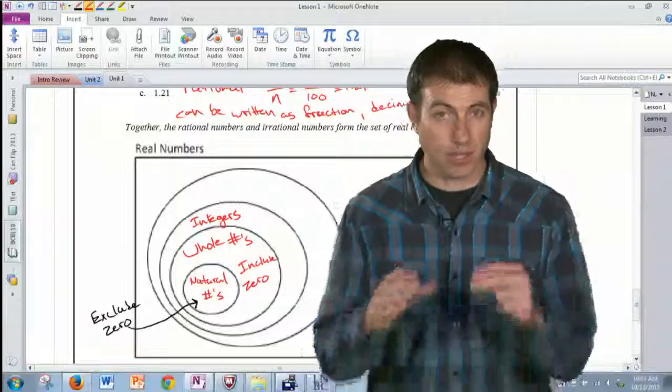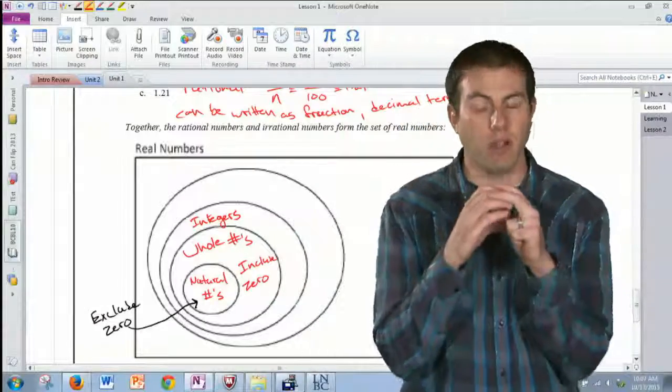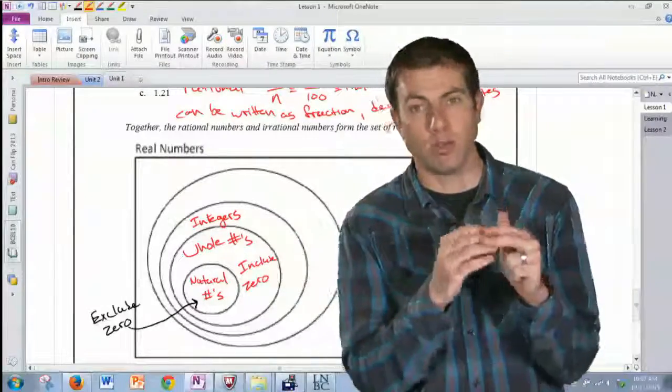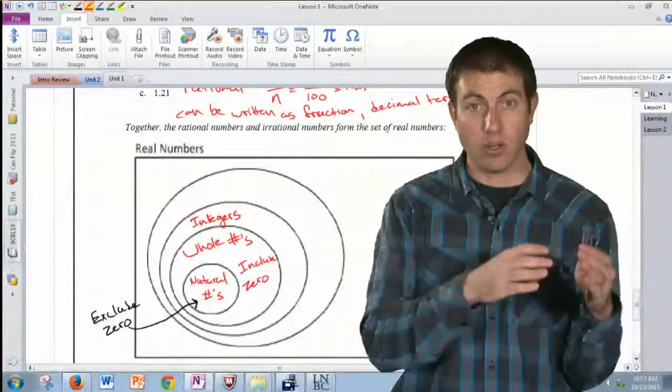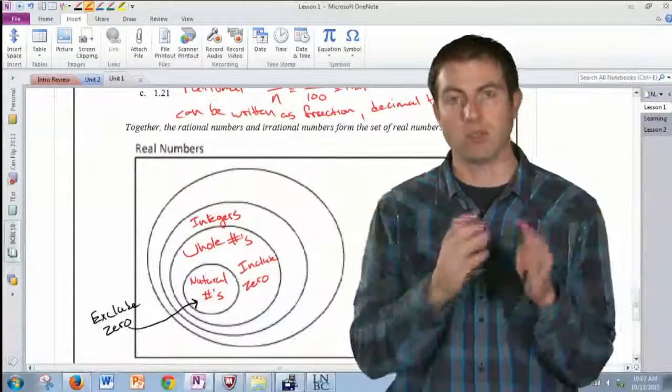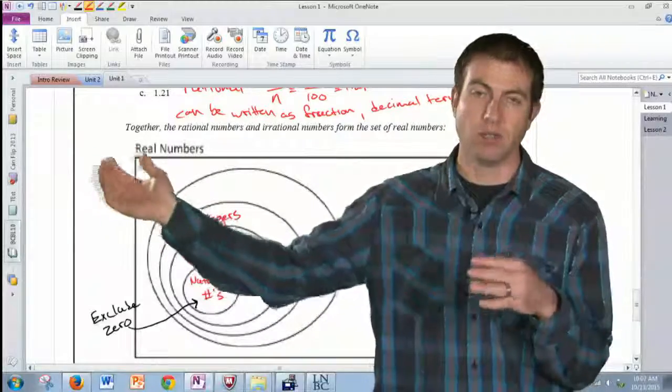So again, starting at the inside, the smallest circle, we have our natural numbers. So that's 1, 2, 3, 4, 5, going on forever, just counting. And then if we include 0 in there, then we have our whole numbers. So 0, 1, 2, 3, 4, 5, 6, 7, those are whole numbers.